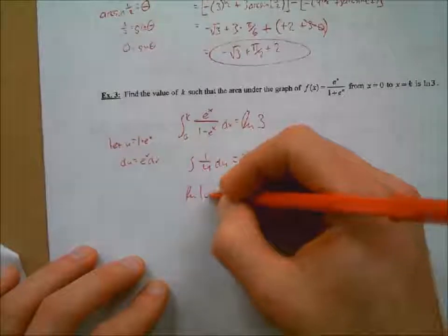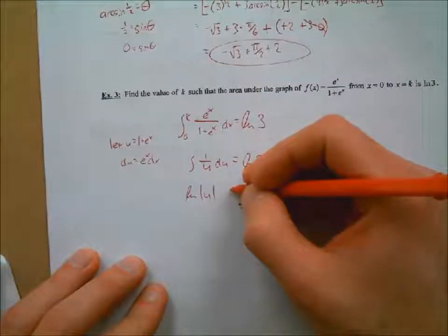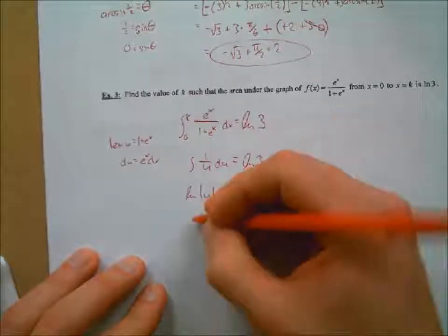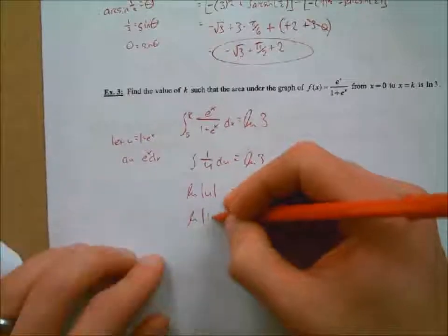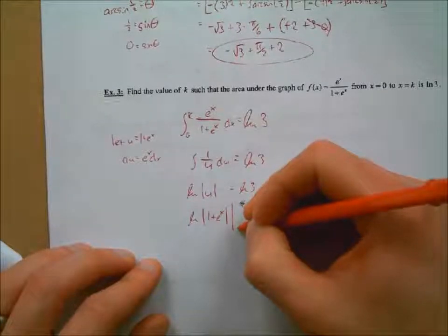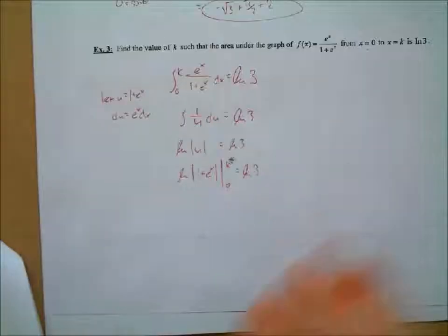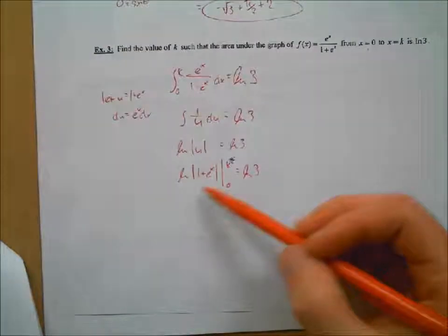So then the integral of 1 over u is the natural log of the absolute value of u, and that's, again, equal to the natural log of 3. And then we'll put in our 1 plus e to the x, and we'll evaluate that from 0 to k. Again, do we need the absolute values here around 1 plus e to the k?